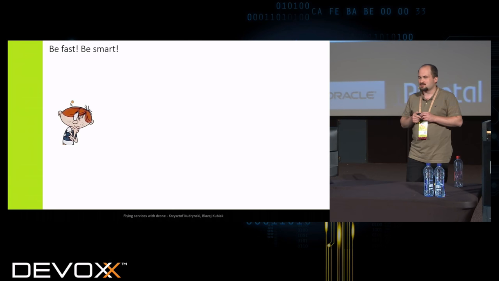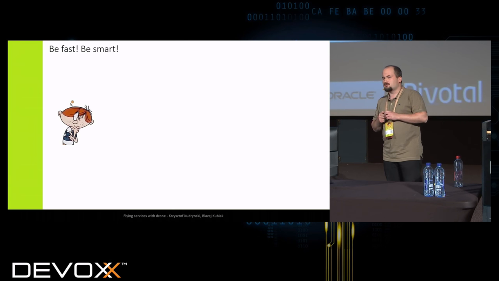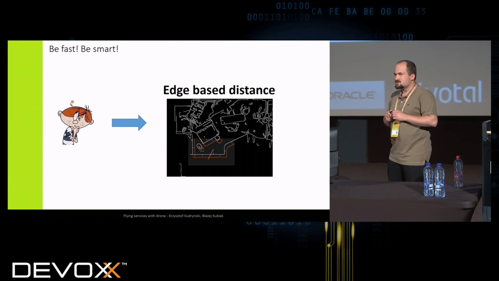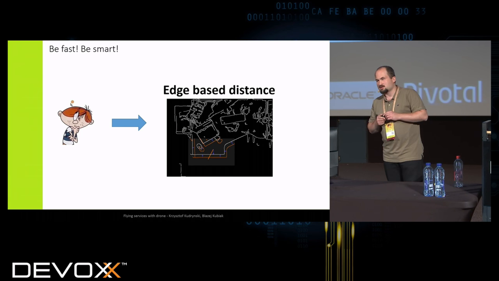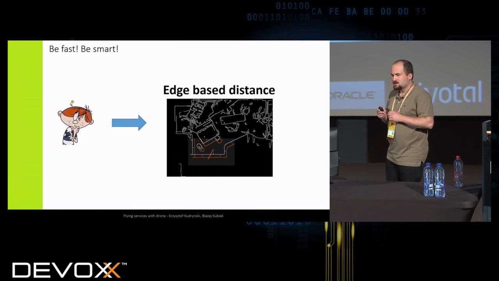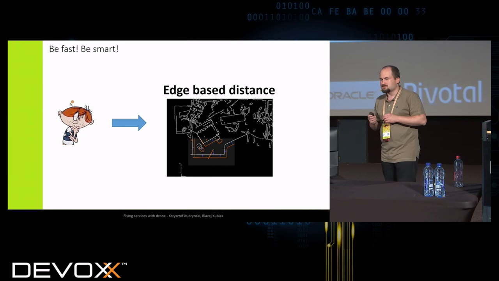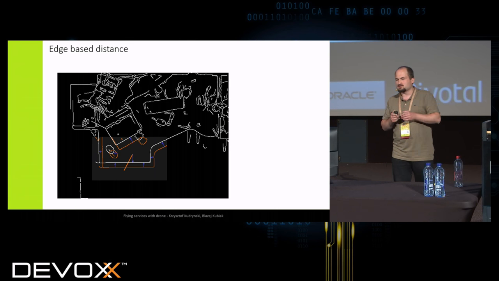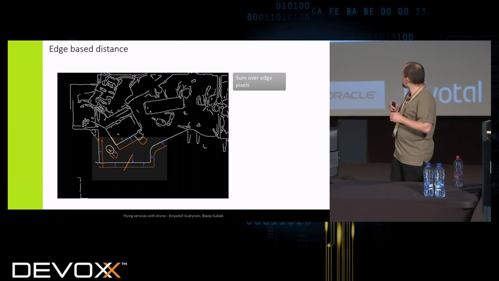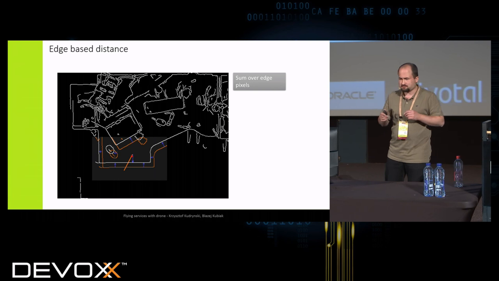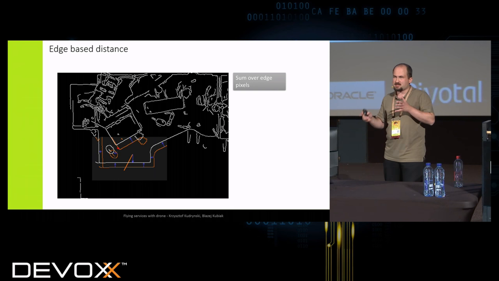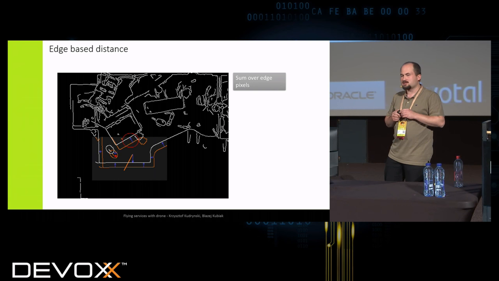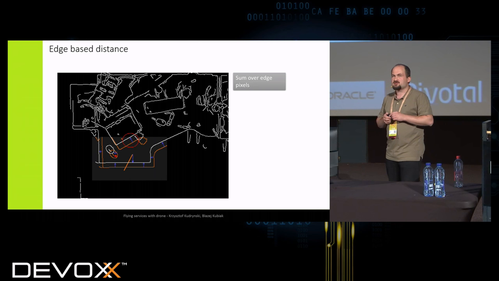We wanted to be smart this time. We would like to avoid processing whole frames, all frame pixels, and process only edges, so we use an edge-based distance. The idea behind this kind of distance is very simple. We need to detect edges in the map, detect edges in the frame, and check how close they are. So we just iterate over edge pixels in the frame, summing the distance to the closest edge in the map. The only question here is how to calculate the distance between a particular pixel and the closest edge efficiently.